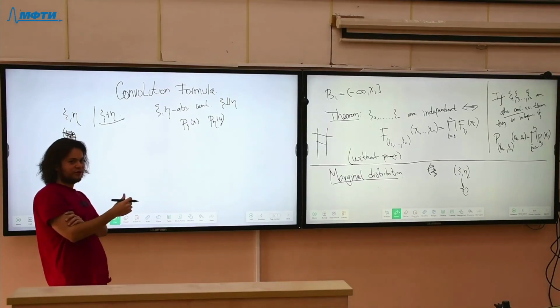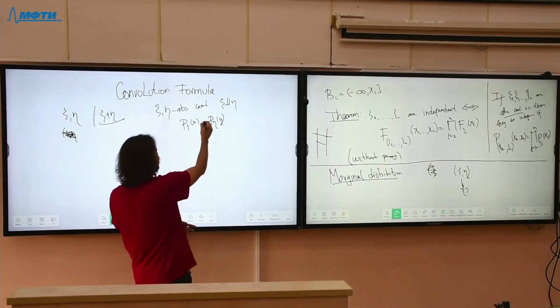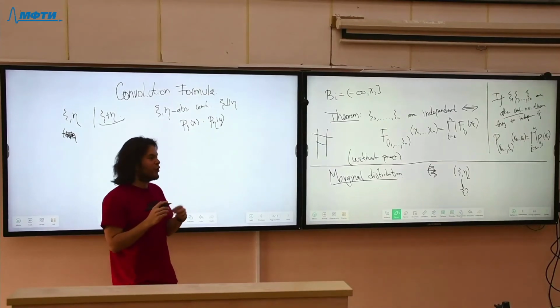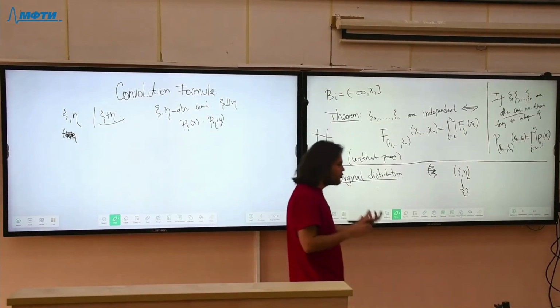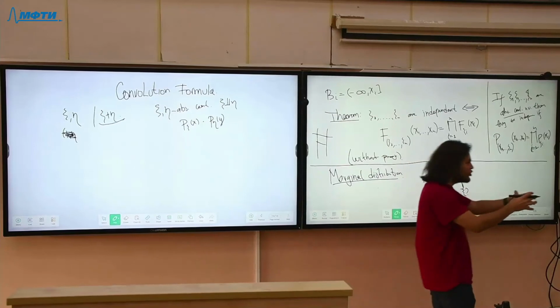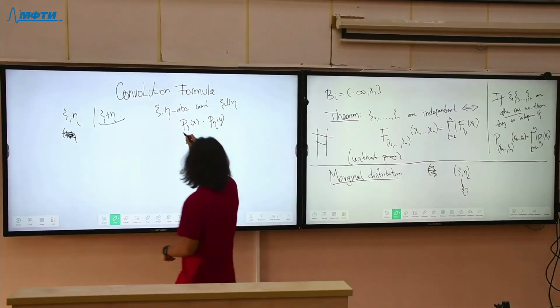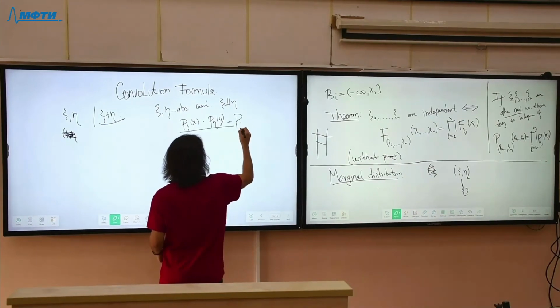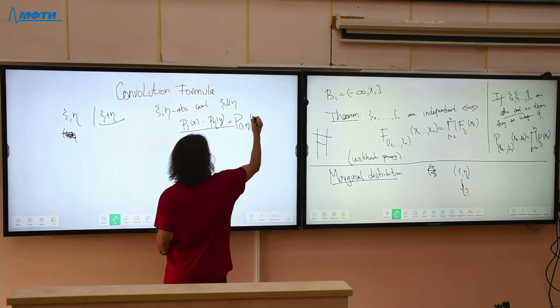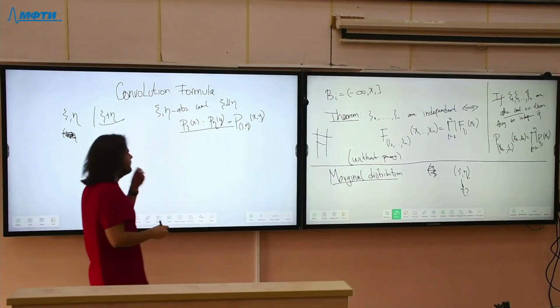The product, right? Because they're independent. So if we know the PDF of two independent random variables, the joint PDF is just the product of these two PDFs. So this is the PDF of this vector, because they are independent.